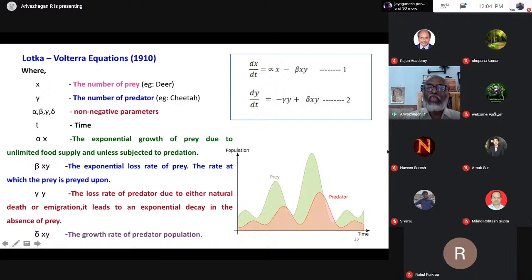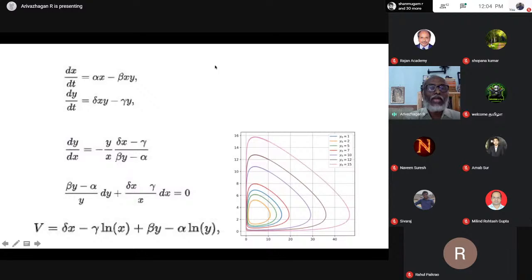So now the two equations. These are two linear differential equations here. So I rewrite the equation like this. Now, eliminating the term dt, I divide this equation by this equation. I can get the dy by dx equation. Again, I rewrite the equation like this.